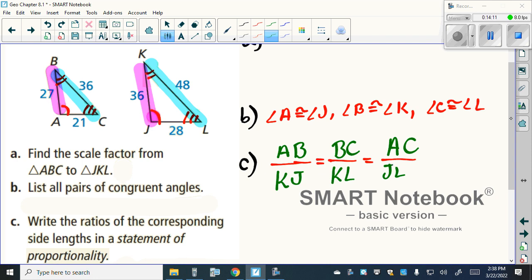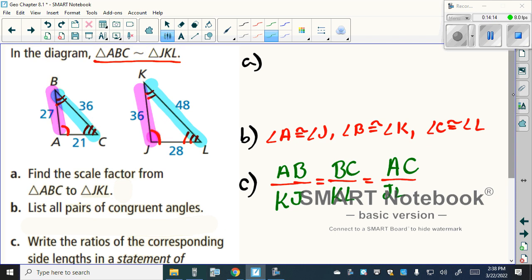Now, the last thing we need to find is the scale factor. Now we're going from ABC to JKL. So are we going from smaller to bigger or bigger to smaller? So we should expect the scale factor to be greater than 1. Because if we're going to make something bigger, we need to multiply it by a number bigger than 1. So new over old. Now again, it's good to simplify the scale factor down if we can.